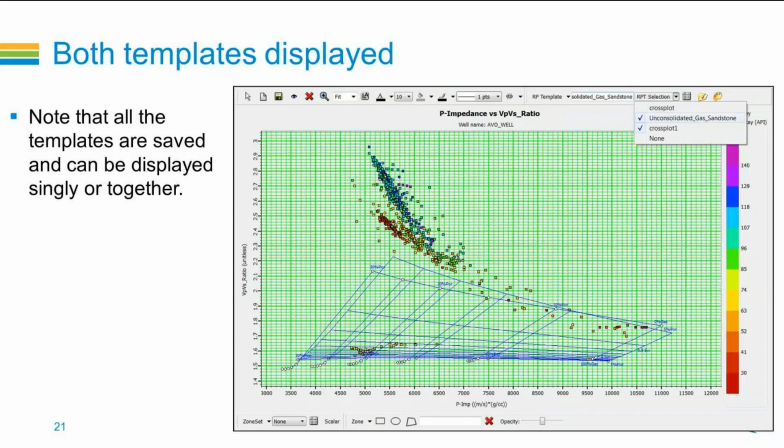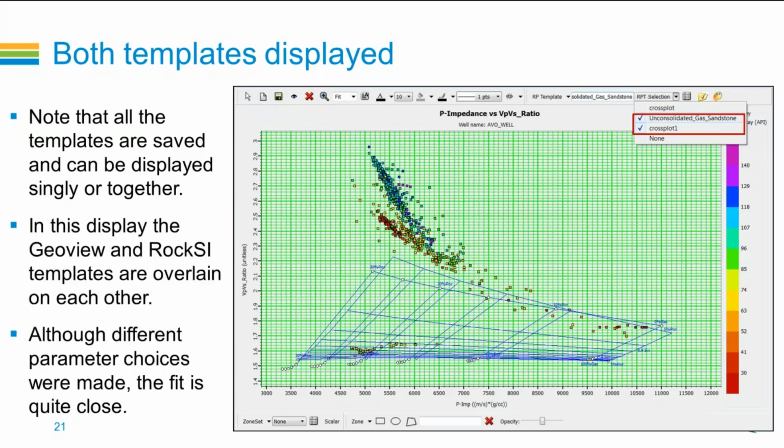So what I did was I actually went to the RPT selection, and I superimposed both crossplot 1 and the unconsolidated gas sandstone crossplot on the same plot, and you can see very, very close, but not quite identical. So of course, you could go back in and adjust your parameters to get an exact fit if you wanted. So as I say, although different choices were made, this fit is quite close, and you could go through and optimize it if you wanted.